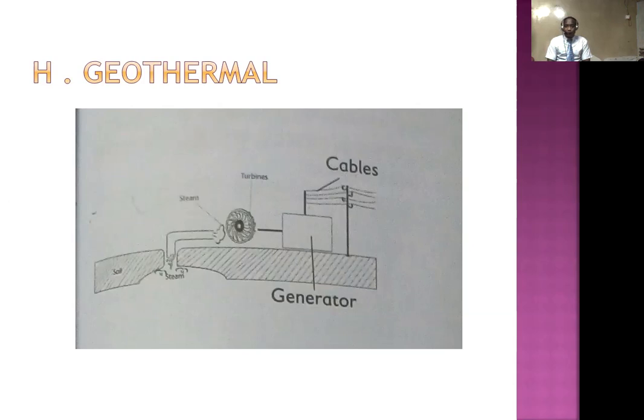If you look properly, we have cables, we have the generator, also we have turbines and the steam. If you look, steam is collected from the ground through the pipes. It hits the turbine, which rotates, producing electricity, then it is carried through wires to where it is going to be used.